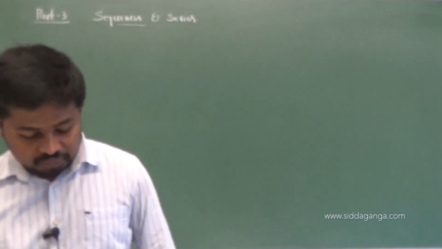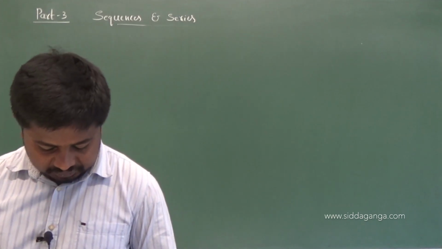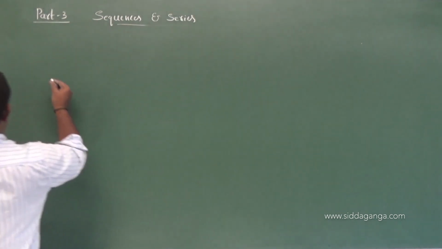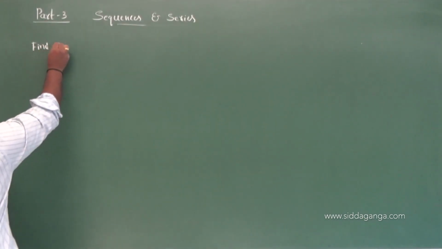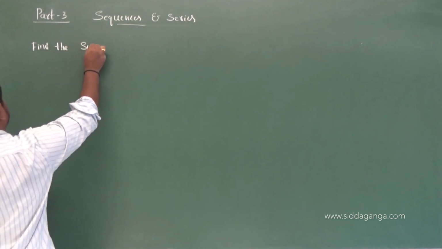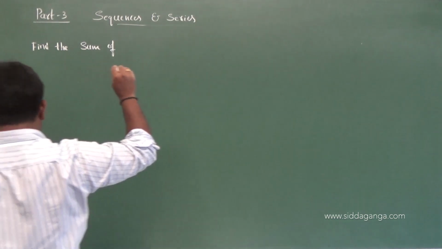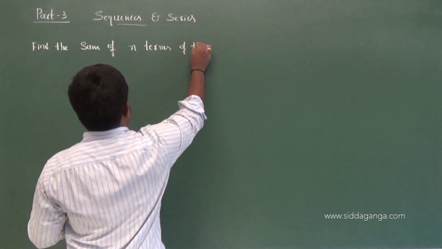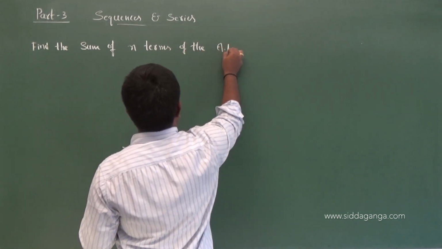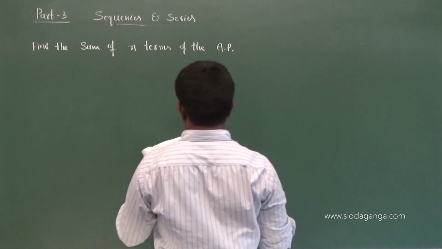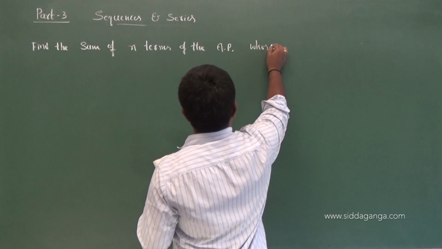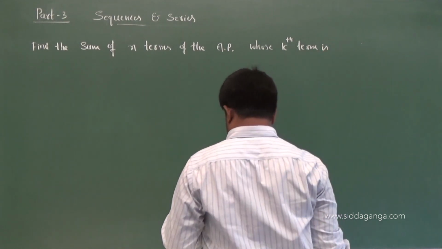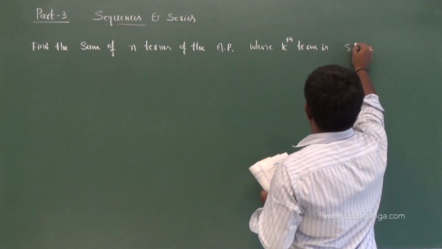Okay. Let me move to question number 7. Find the sum of n terms of the AP whose kth term is 5k plus 1.